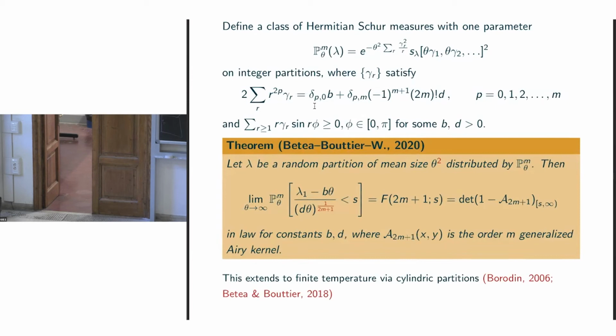And with that, we have exactly this higher order generalization of the Baik-Deift-Johansson result. And we also have a finite temperature version where we get exactly the finite temperature kernel by extending to cylindric partitions, which were introduced by Borodin and then translated into more fermionic language by Dan and Jeremy, who worked on this project too.